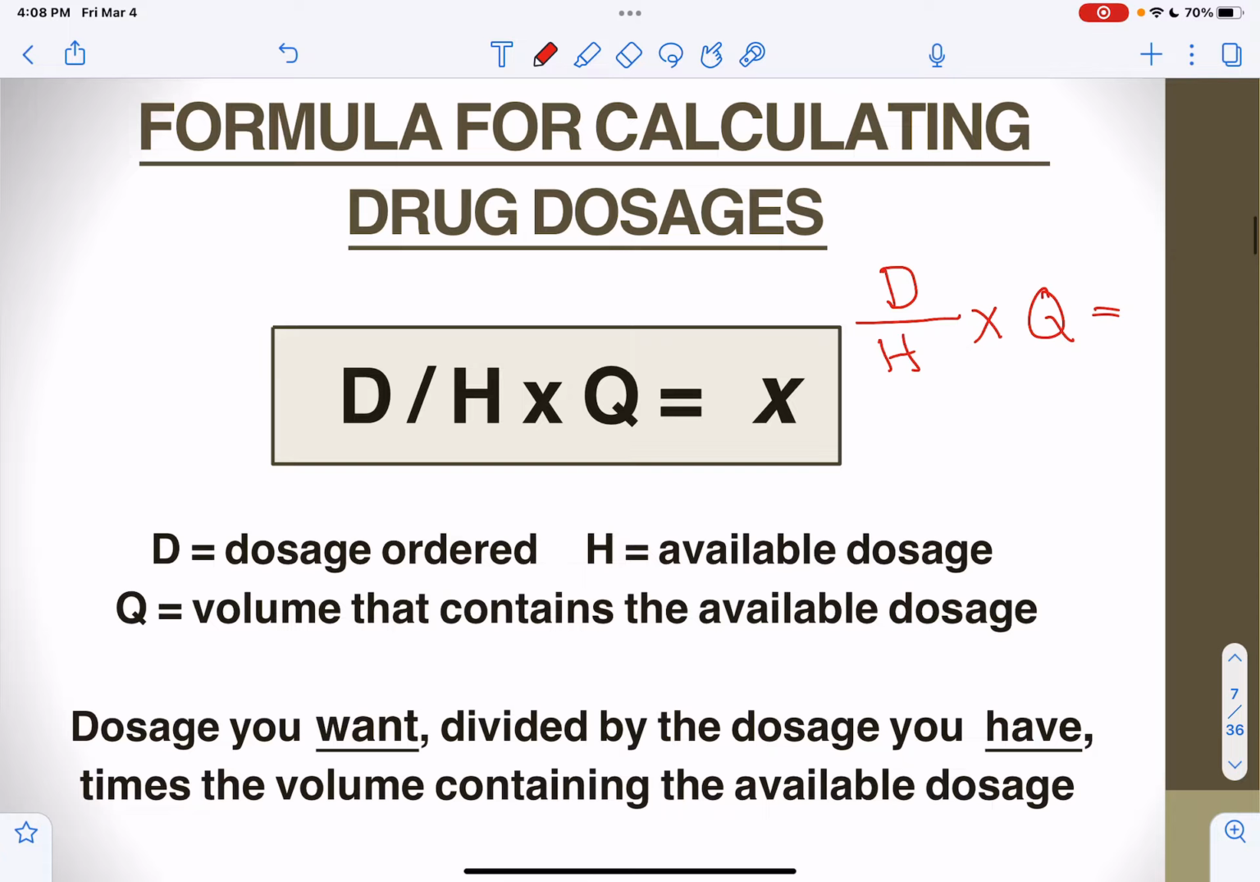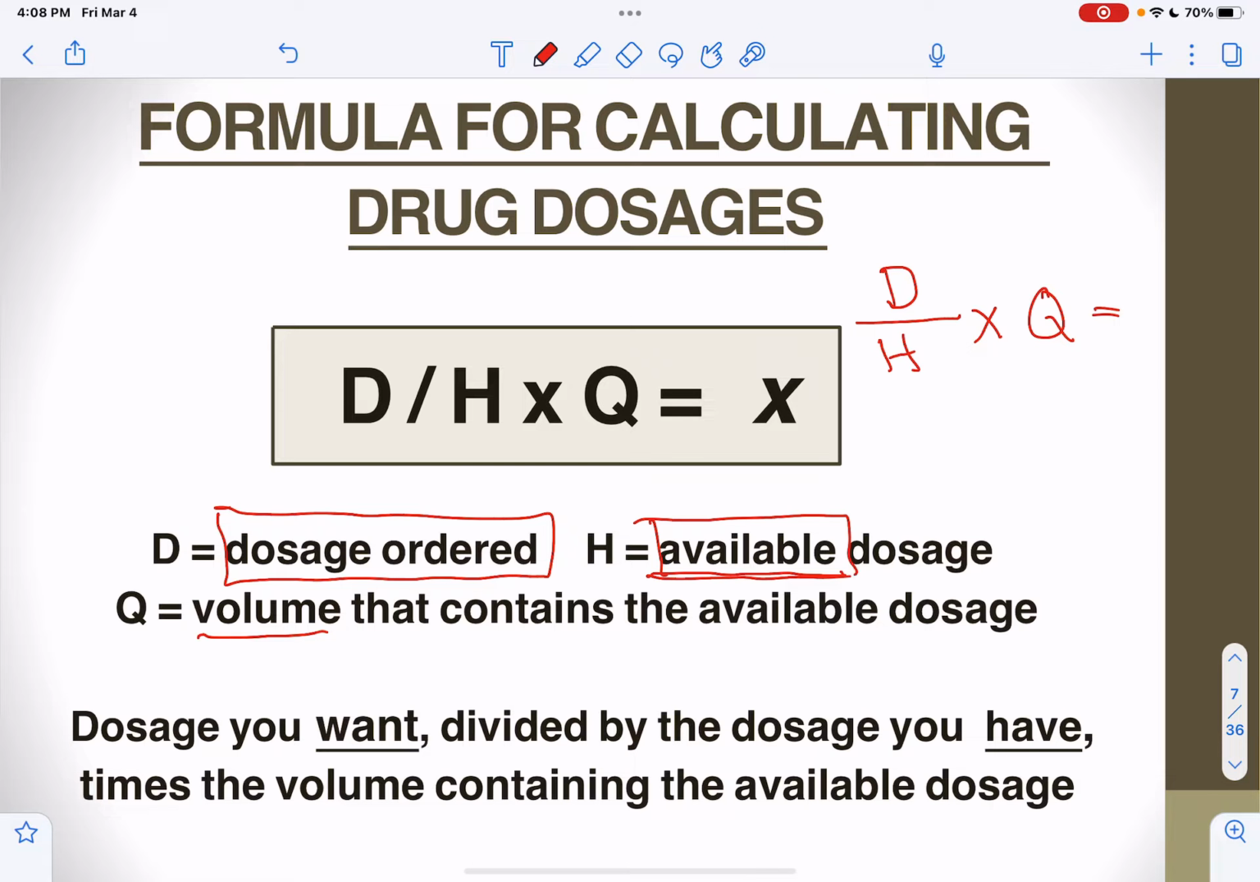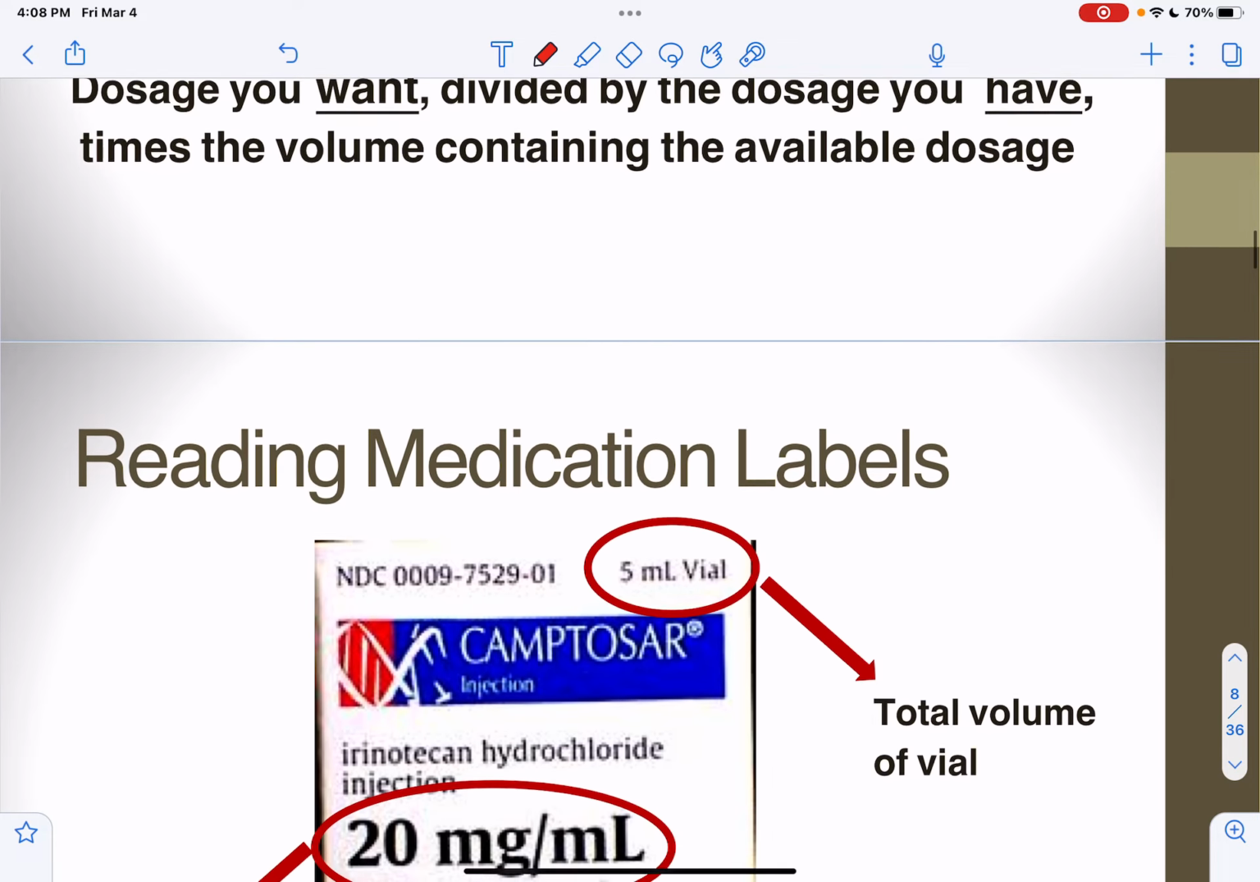Okay, so D is whatever the provider ordered. So that's what you want. And then H is whatever you actually have on hand. So what's available to you. And then the volume that measurement is mixed into. Okay, so we'll practice this.